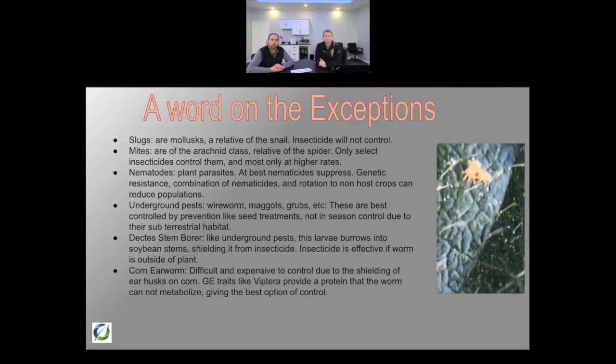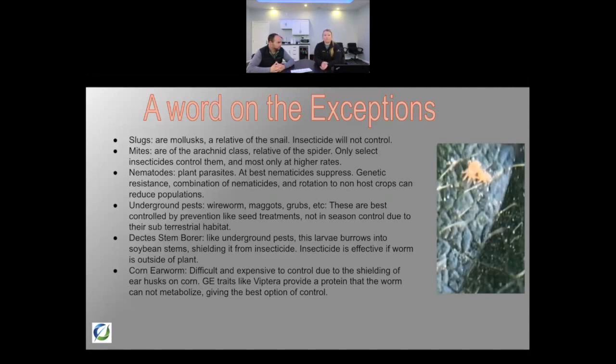Nematodes, I'm not going to say much on this. That's a totally different ball of wax. They're underground parasites, but just another example, when we're talking bugs and things that are affecting yield, nematodes are a big problem in the United States today and in our area. There are other underground pests like wireworm and maggots. Again, these are not controlled foliar and surface, right?